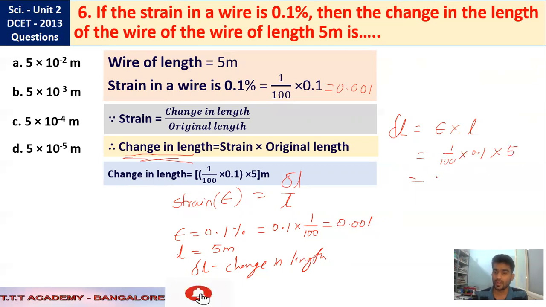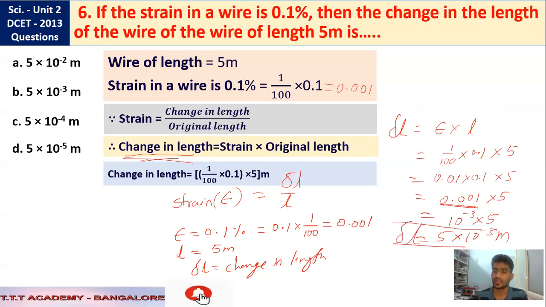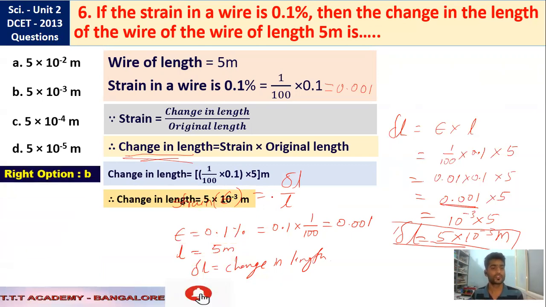So finally, 0.001 into 5, and 0.001 can be written as 10 to the power of minus 3, so 5 into 10 to the power of minus 3 is the right option. That is your change in length in meter. This is the right option, dear students. Just observe here: change in length is 5 into 10 to the power of minus 3 meter. In the question, option B is the right option for question number 6.